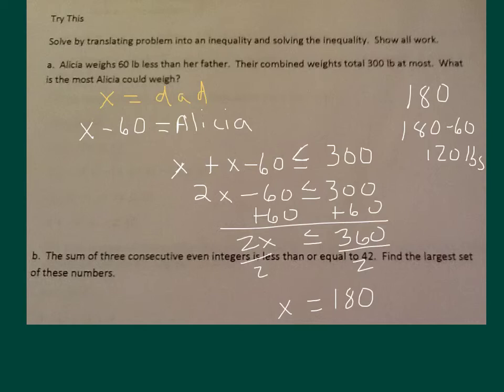Alright, there we go. So Alicia is going to be, oh, I forgot my less than. She's going to be less than or equal to 180 pounds. Alright, so don't forget your inequalities when you come to your answer, right? Alright, and let's see if I can delete this without deleting everything. Hey, look at that, I did.